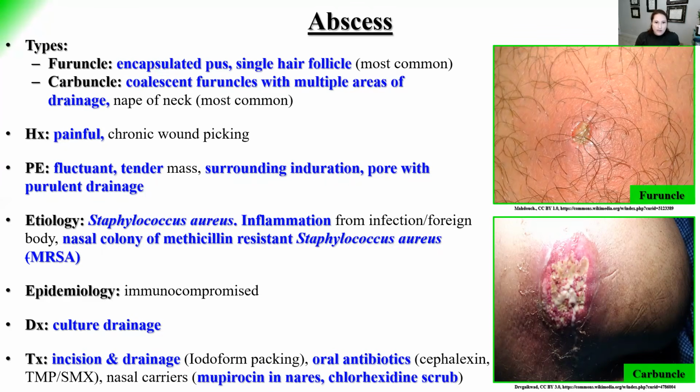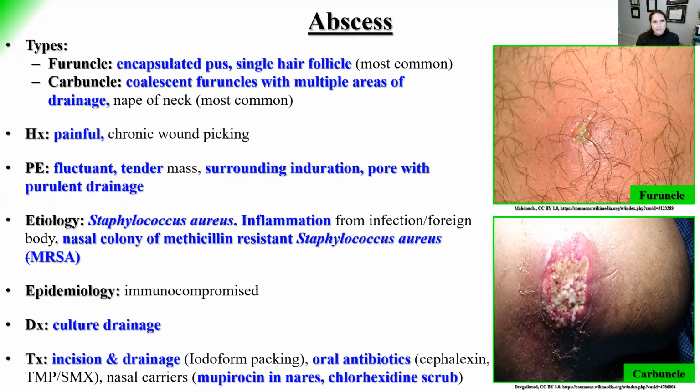Your most likely causative agent for this is going to be Staph aureus. This is normal skin flora that gets an opportunistic infection. You develop secondary inflammation. This may come from infection or a foreign body that's embedded in there. You can develop this kind of walled area that causes this purulent drainage. Some people are also colonized with MRSA. Most commonly this occurs in the nares.